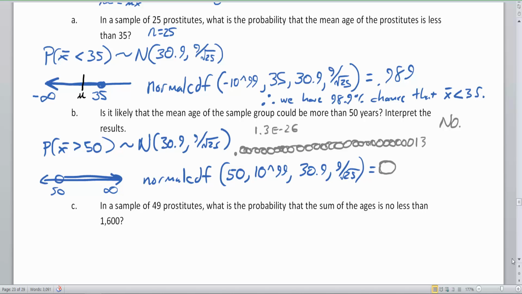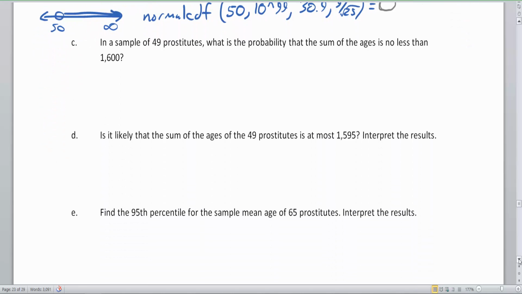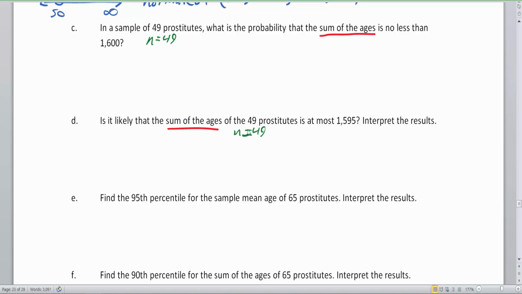All right, so we're going to learn something kind of new here, and this is a little exciting because these next two problems are going to talk about the sums of the ages, the sum of ages. So you see in this problem and this problem, the sum of ages. Okay, so what that means is that we want to add up all the ages of the people in our sample, and our sample size is changing, so this is important because we have n equals 49 here, n equals 49 here. Okay, so it's important to notice that during the problems they can kind of change up the sample size, so be aware of that.